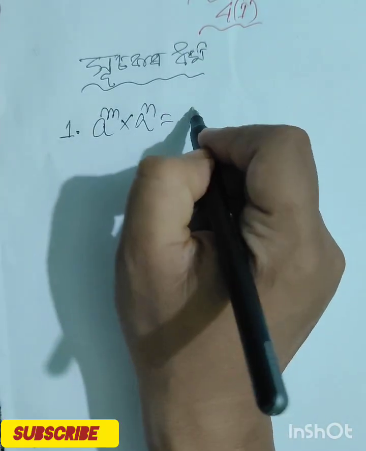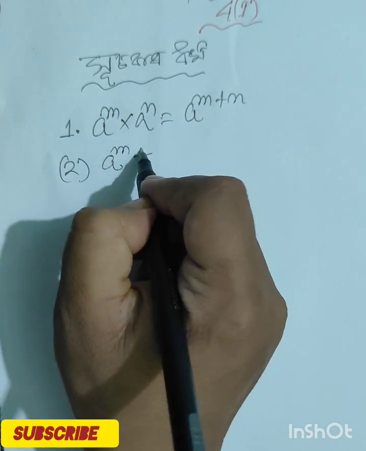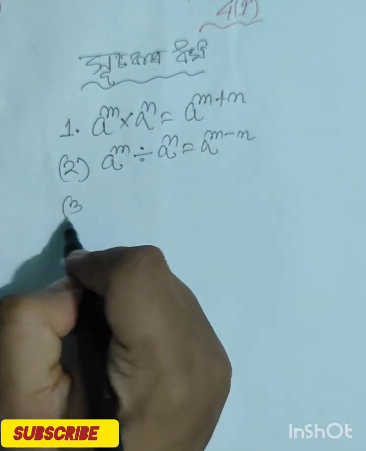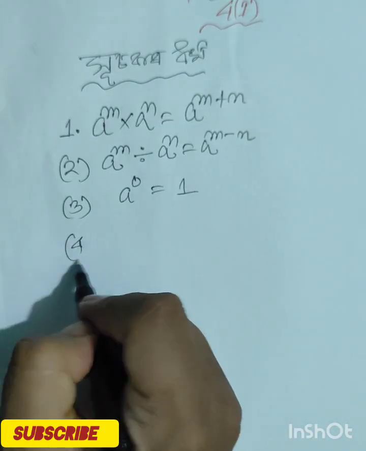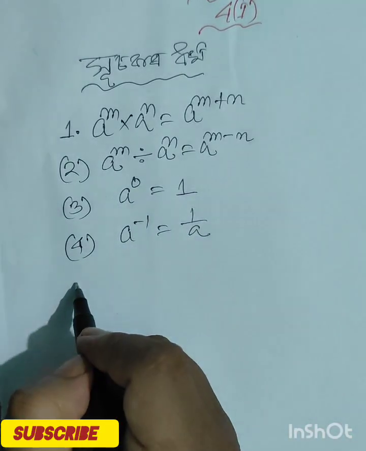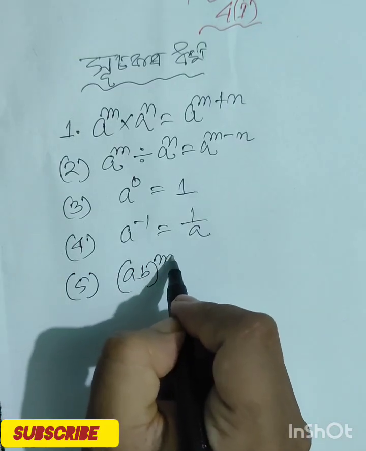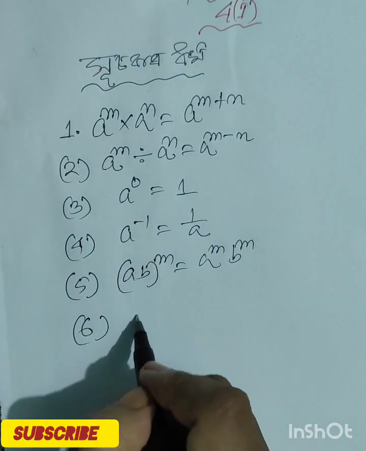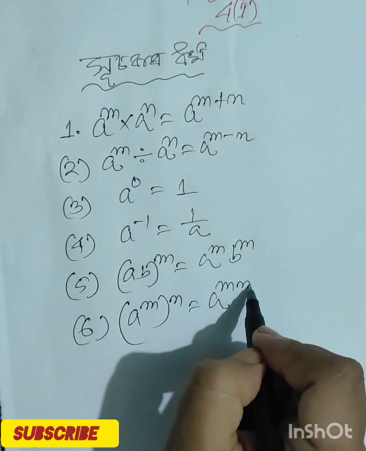a to the power m into a to the power n equal to a to the power m plus n. Number 2, a to the power m divided by a to the power n equal to a to the power m minus n. Formula number 3, a to the power 0 equal to 1. Formula number 4, a to the power minus 1 equal to 1 by a. Formula number 5, (ab) to the power m equal to a to the power m b to the power m. 6, (a to the power m) to the power n equal to a to the power mn.